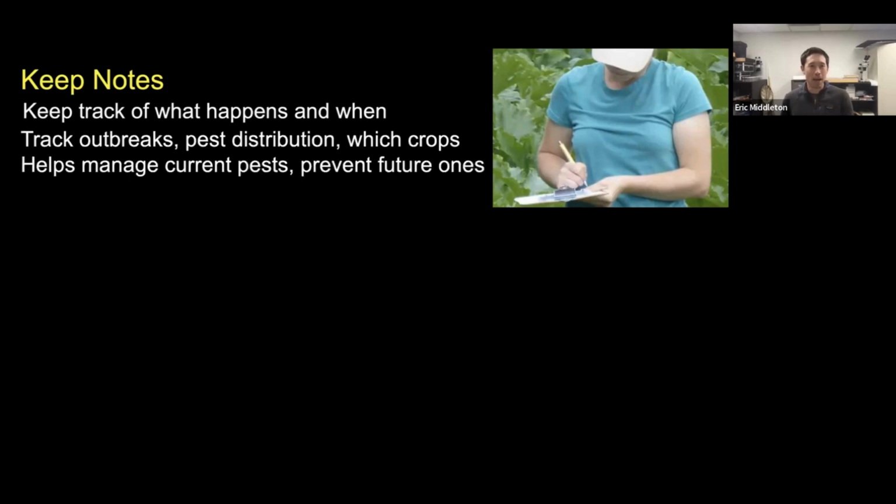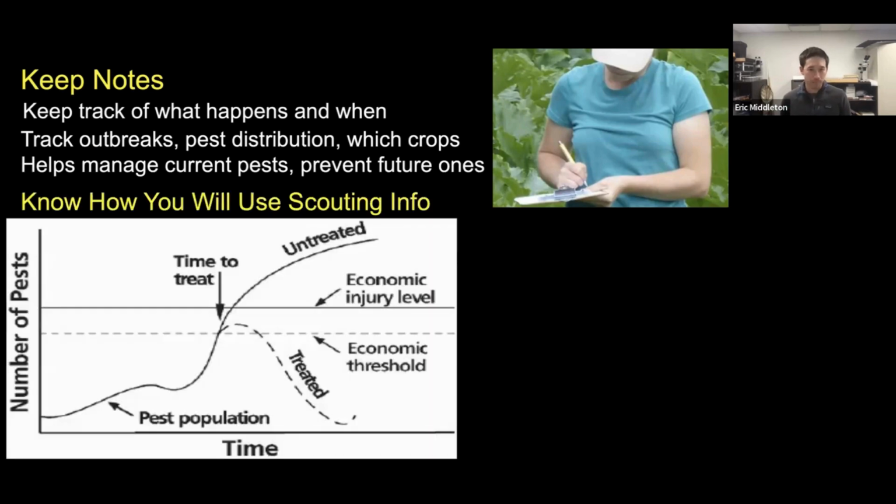Next, of course, is you need to keep notes. And this is something that is extremely important, and the better your notes are, the better off you're going to be. This is very simple. It's just a matter of keeping track of what happens and when in a reliable, consistent way that you can go back and check later. Because this will help you track outbreaks, it'll help you track the pest distributions, and you can also know which crops are being affected by the pests. And overall, this is going to help you manage the current pests you have, and also will help you prevent future ones because you know what's likely to be happening in the years coming up.